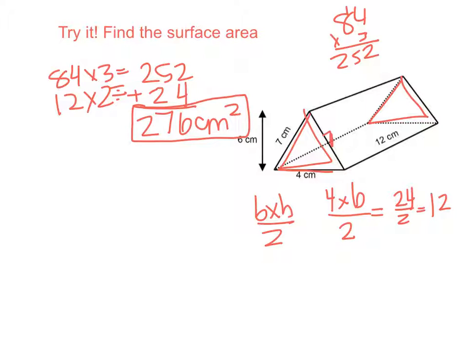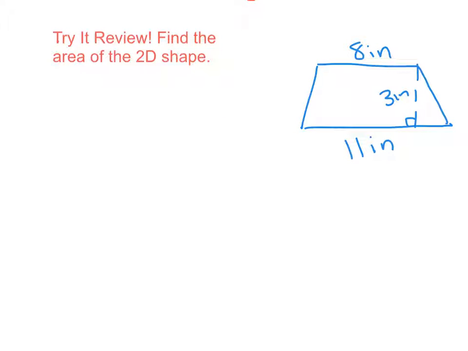All right. Hey, so any questions, please ask me. There's a couple of problems like this on your homework and on your work. All right, here's the last try it problem, and this is a review. Notice that this is a 2D shape. I'm not going to tell you what it is, but I want you to solve this problem, and then I will solve it with you. Go ahead and pause and solve.